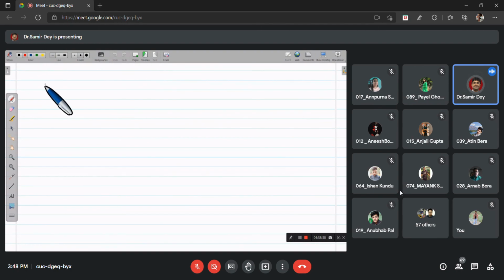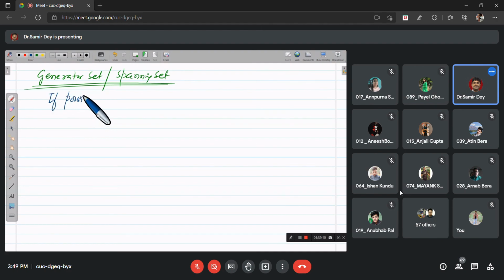Okay, now come to the next part, that is your generator set, or spanning set. If we can prove that your set is linearly independent as well as a generator set, then we can say that the set is a basis of R cube. Okay. Now listen carefully. If possible, first you have to write down.